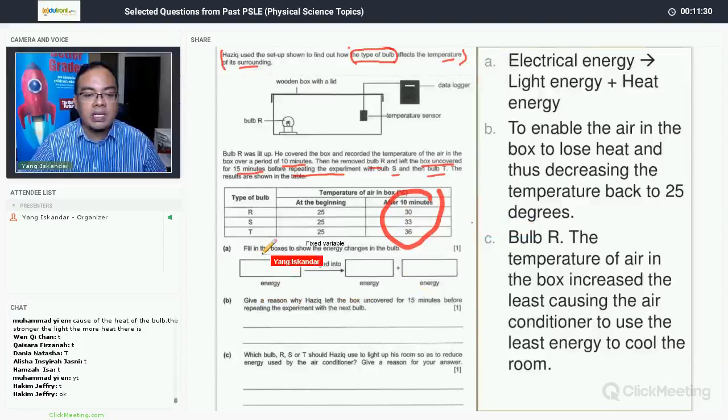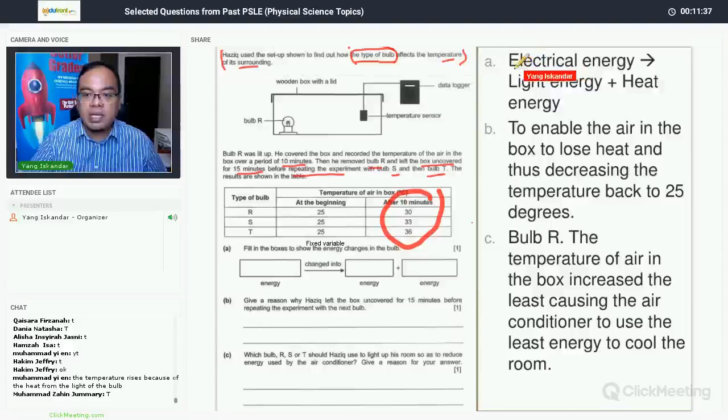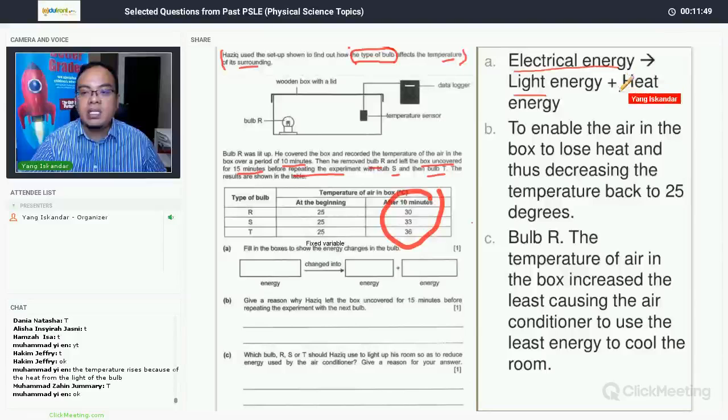Right. So the question then asks you to fill in the boxes to show how the energy changes in the bulb. This is quite simple. If you take a look at the answer here on the right side, electrical energy from the bulb changes to light energy. Okay, the light bulb gives out light energy as well as heat energy. So when heat energy is given out, the temperature of the surrounding in the wooden box increases. Yes, Ian, correct. The temperature rises because of the heat from the light bulb.